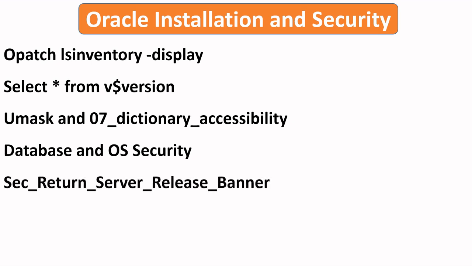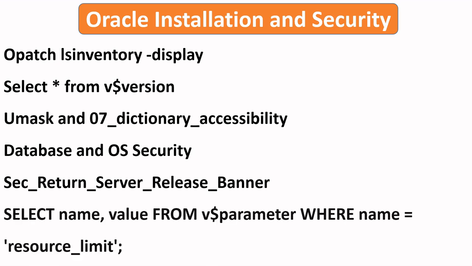The SEC_RETURN_SERVER_RELEASE_BANNER parameter provides information about the exact patch update release that is currently running on the database. This makes reconnaissance easy for the hackers. Ensure the parameter is set to false. The RESOURCE_LIMIT parameter determines whether resource limits are enforced on database profiles with respect to CPU usage, session duration, and parallel execution. Ensure the parameter RESOURCE_LIMIT is set to true by running the following command.